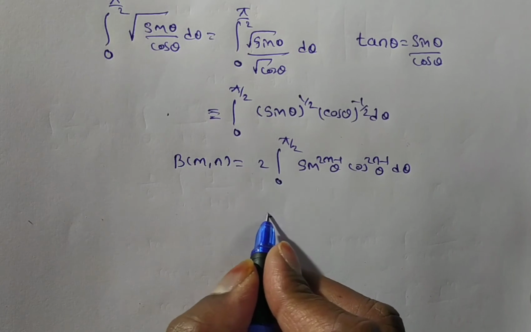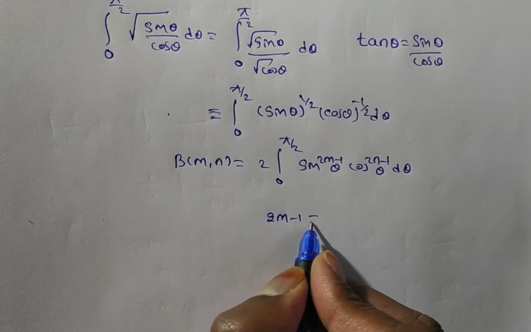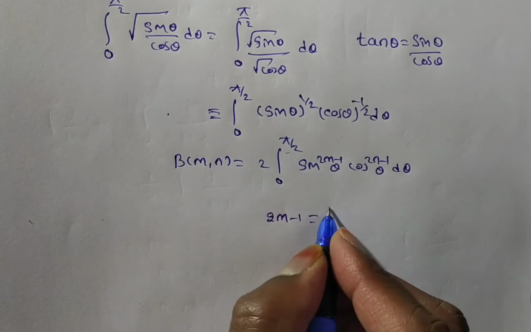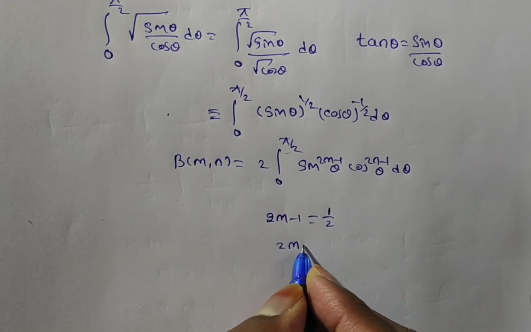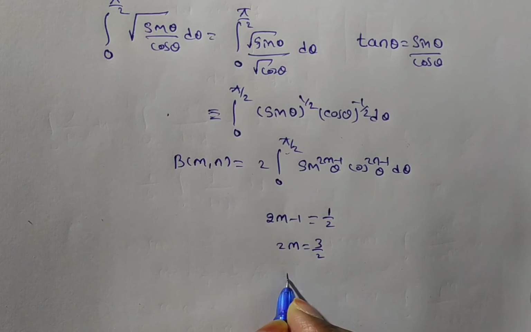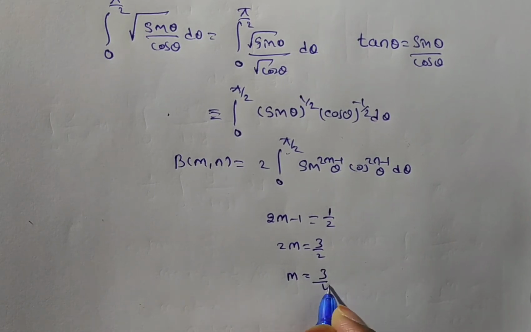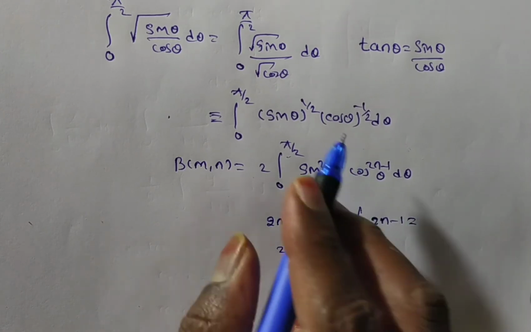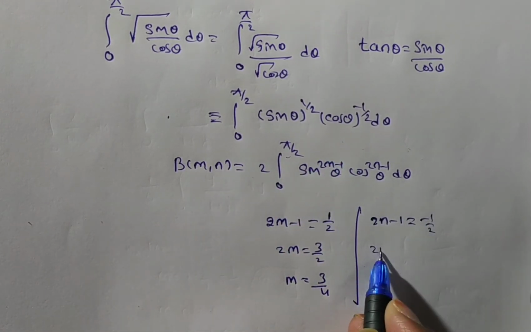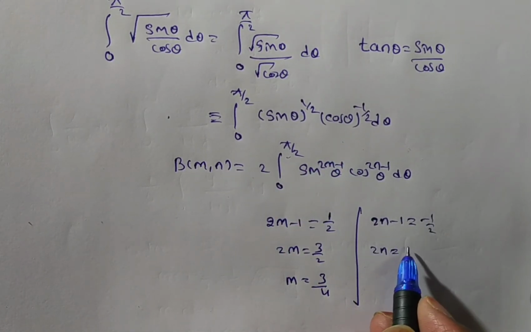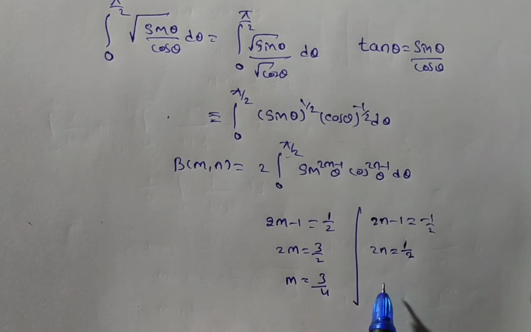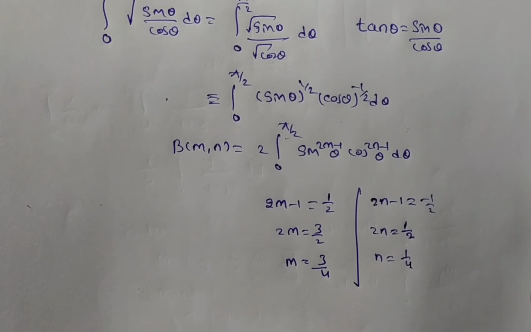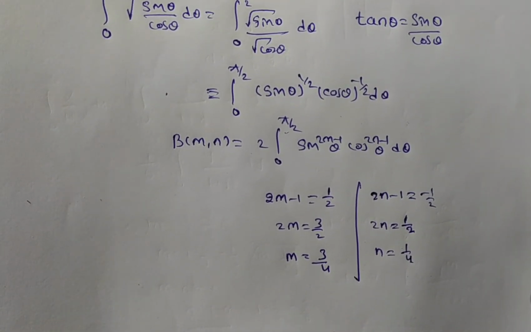Now compare on both sides. For sine, the power 2m minus 1 is what you have, 1 by 2. So 2m is equal to 1 plus 1 by 2, that is 3 by 2. So m is equal to 3 by 4. Similarly, find 2n minus 1. 2n minus 1 is equal to minus 1 by 2. So 2n is equal to 1 minus 1 by 2, which is nothing but 1 by 2. Then in this case n is equal to 1 by 2 into 1 by 2, which is 1 by 4.